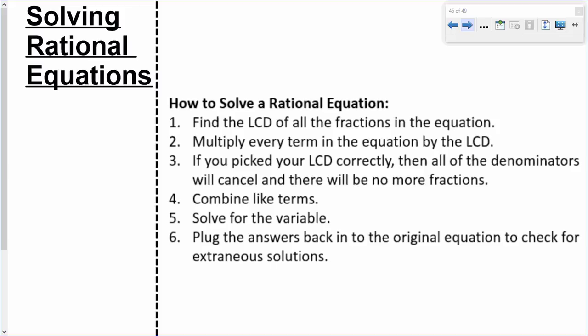Step 6, you do want to plug it back in to check for extraneous solutions, so we'll talk about that. I won't require that you show the work for that as a point. But you should really do that to make sure that your answers are correct.